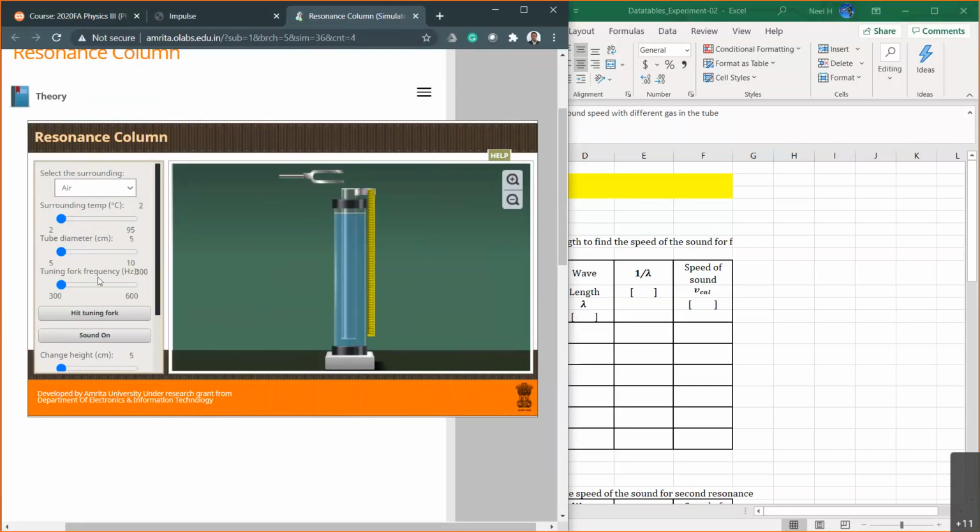Tuning fork frequency, that is actually the source, right? You see the tuning fork on the top. I mentioned this a couple of times in class. A tuning fork is just an item that has two metal bars connected together like that, and usually there's a wood handle here, right?